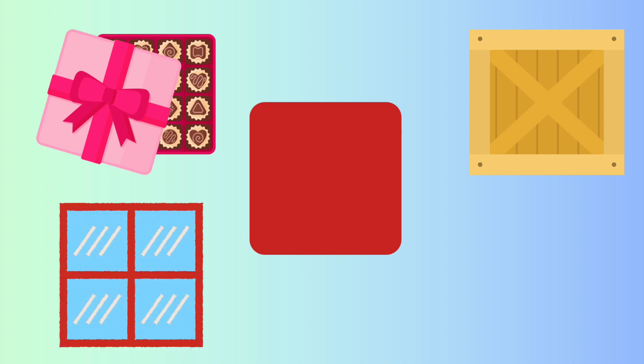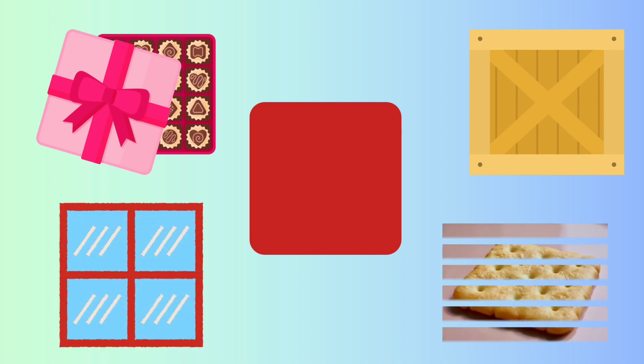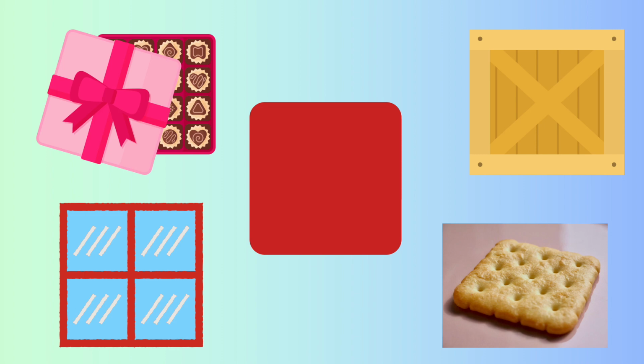Square, square. Let's find things that are square. Chocolate box, a gate, a window, and a cheese biscuit. These are all square shapes.